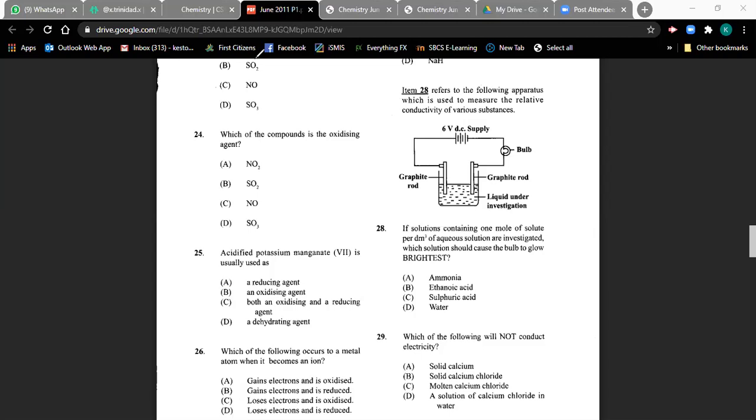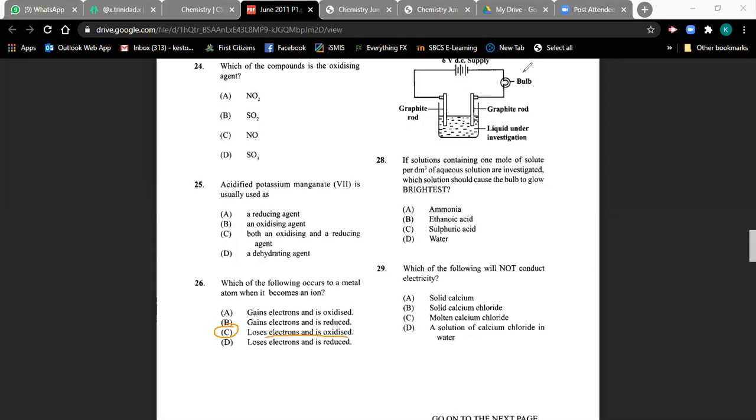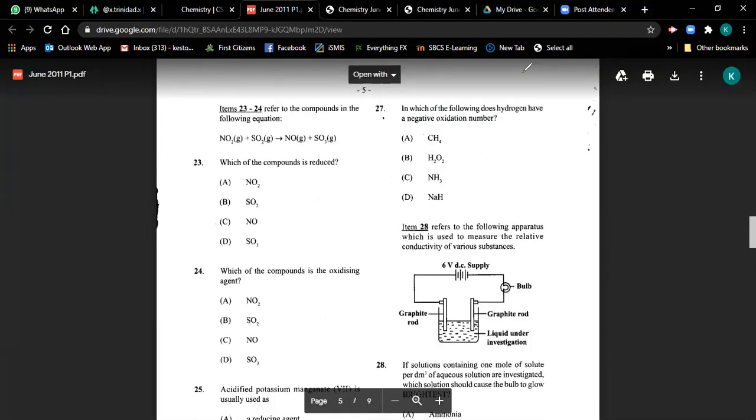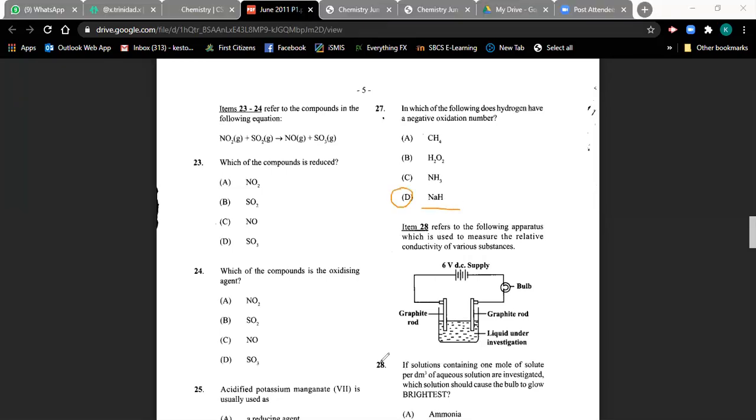26. Which of the following occurs to a metal atom when it becomes an ion? Loses electrons. Loses electrons and is oxidized. Nice. There we go. You're almost there. 27. In which of the following does hydrogen have a negative oxidation state? So this a little while ago. NaH, right?